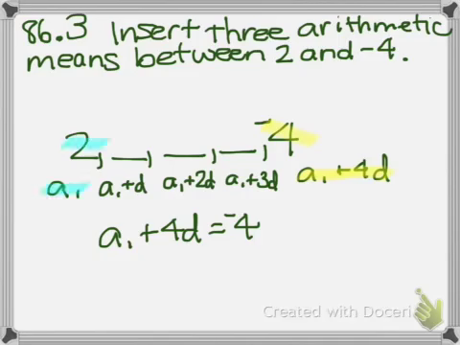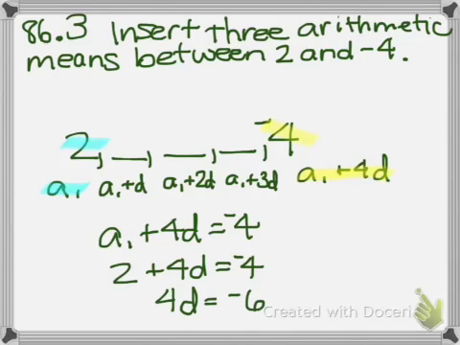Now we can look at the first term. We know the first term is 2. So since a sub 1 is 2, all we have to do now is answer this. 2 plus 4d equals negative 4. Subtract 2 from both sides. We get negative 6. Divide both sides by 4. We get negative 3 halves.